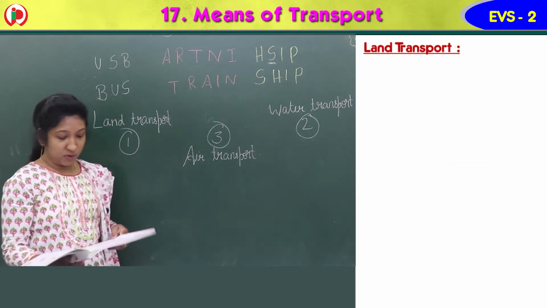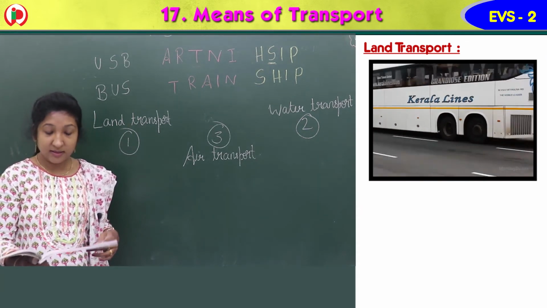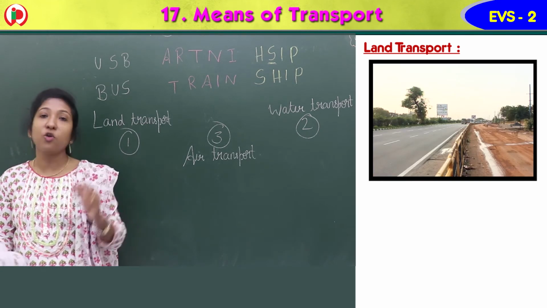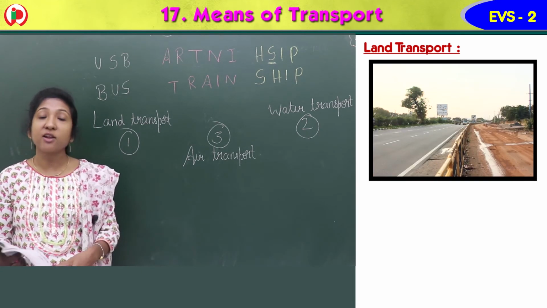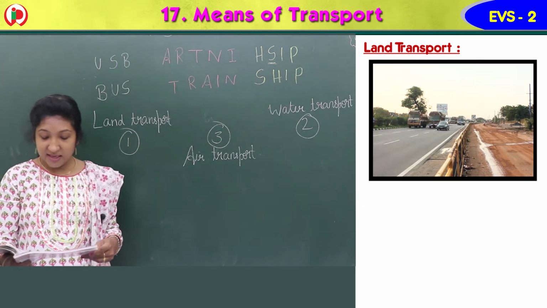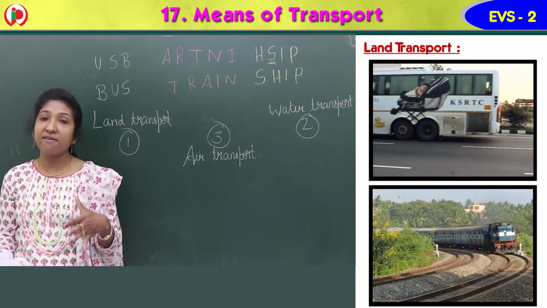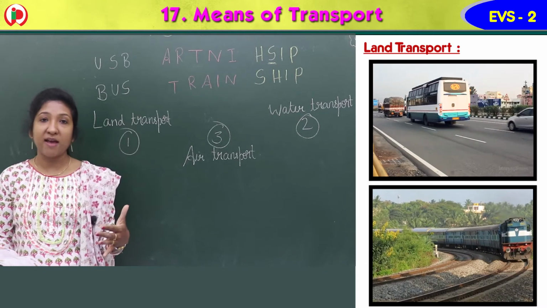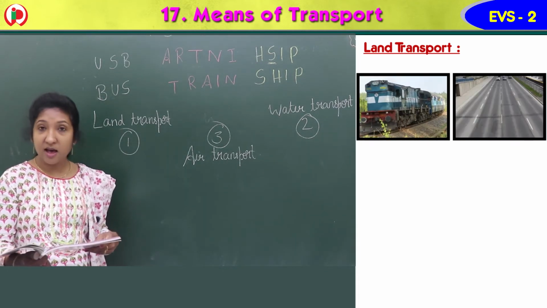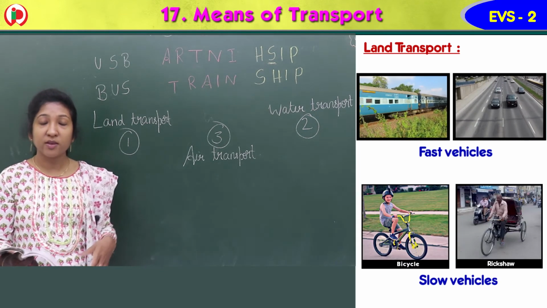Land transport. The transport which runs on the land is called land transport. The vehicles that move on road or on land are called land transport. We can travel by road or on rails. Some of them are fast like trains and cars, and some of them are slow like cycles and rickshaws.